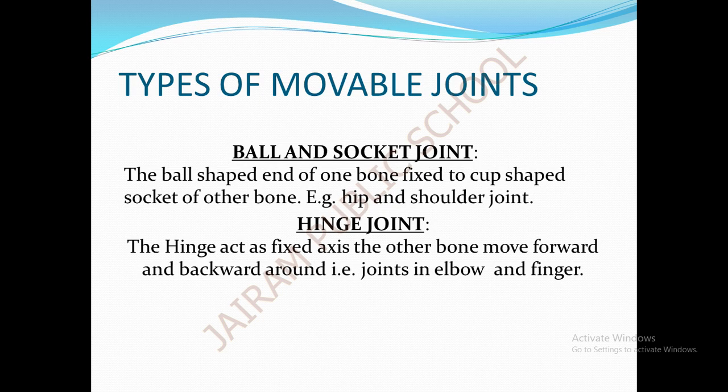The first is the ball and socket joint. The ball-shaped end of one bone is fixed to the cup-shaped socket of the other bone. Once again I repeat, the ball-shaped end of one bone is fixed to the cup-shaped socket of the other bone. Example, the hip and the shoulder joint.